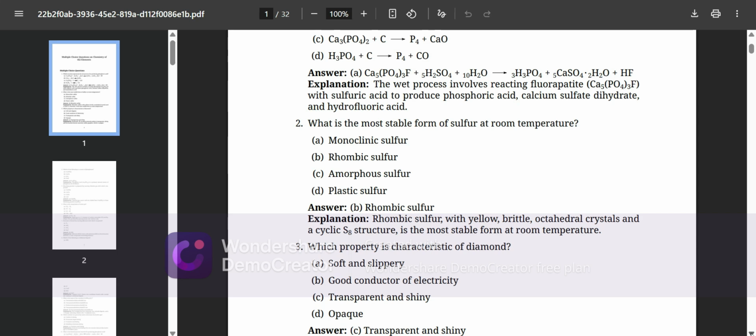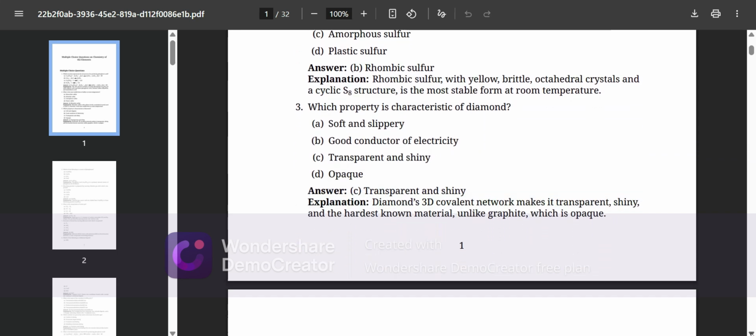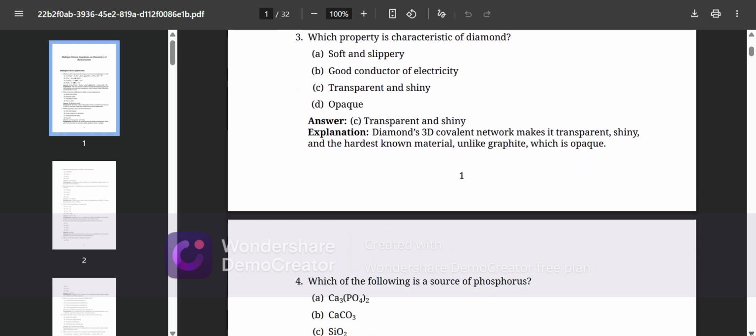What is the most stable form of sulfur at room temperature? Rhombic sulfur. Rhombic sulfur, with yellow brittle octahedral crystals and a cyclic S8 structure, is the most stable form at room temperature. Which property is characteristic of diamond? Transparent and shiny. Diamond's 3D covalent network makes it transparent, shiny, and the hardest known material, unlike graphite, which is opaque.